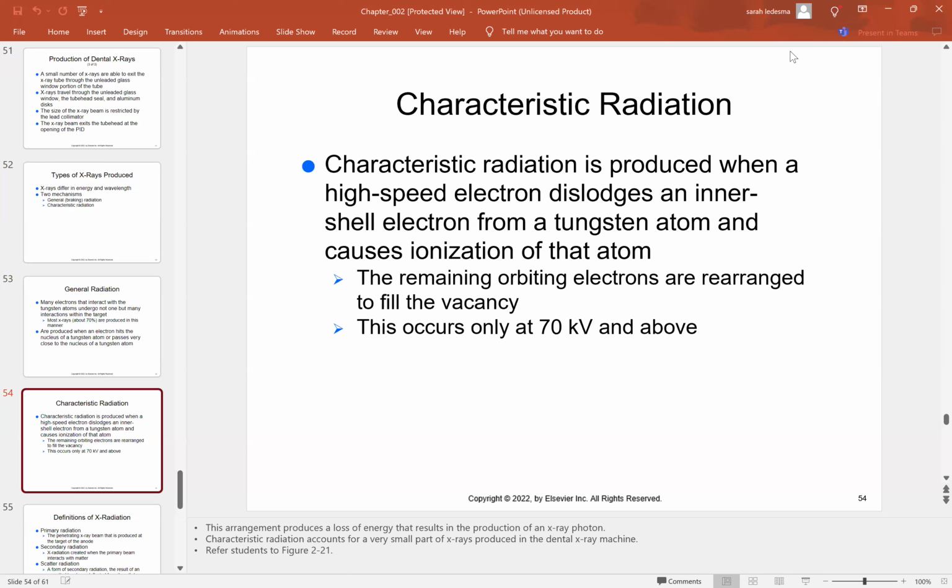Characteristic radiation is produced when a high-speed electron dislodges an inner shell electron from a tungsten atom and causes ionization of that atom. The remaining orbiting electrons are rearranged to fill the vacancy. This occurs at 70 keV and above.